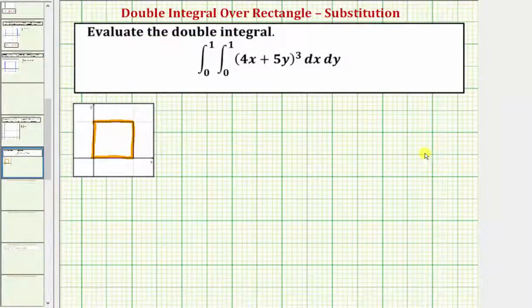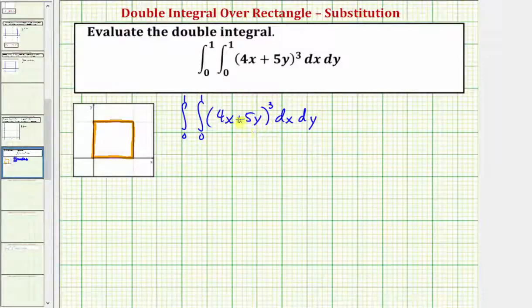So going back to our example, let's first rewrite this. We first want to integrate with respect to x, but notice how we have this quantity raised to the third power, which means we'll have to perform u substitution. We'll let u be equal to 4x plus 5y.